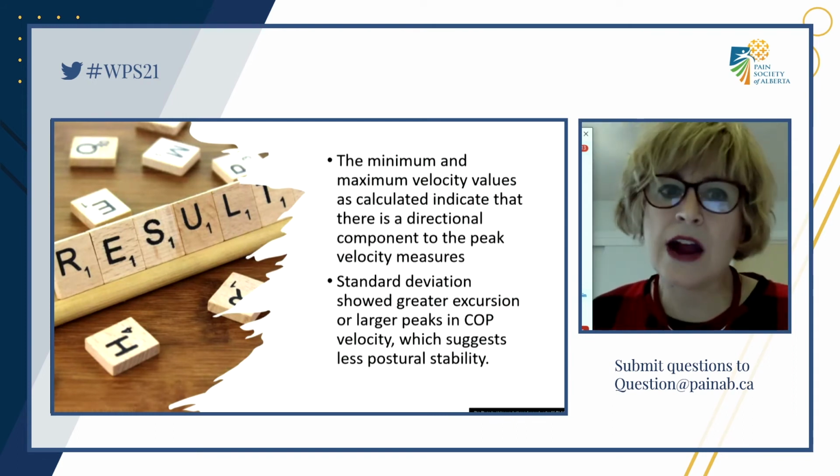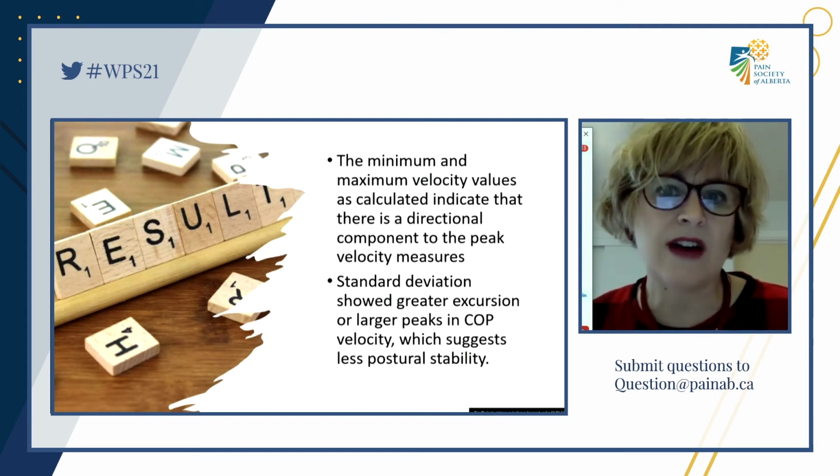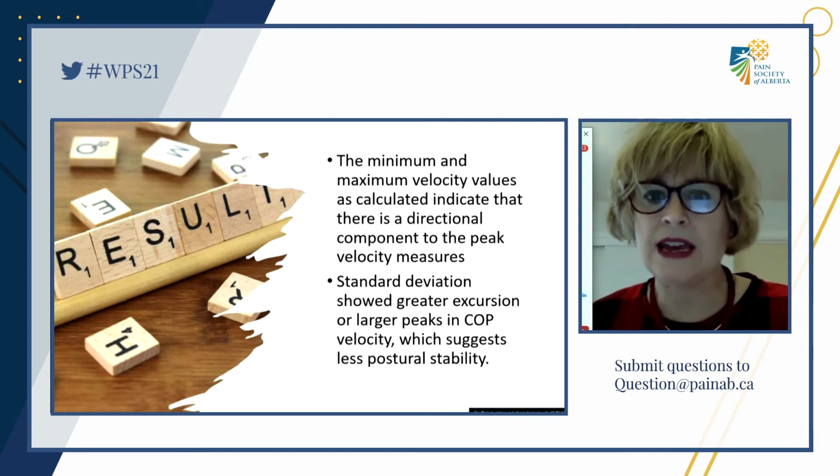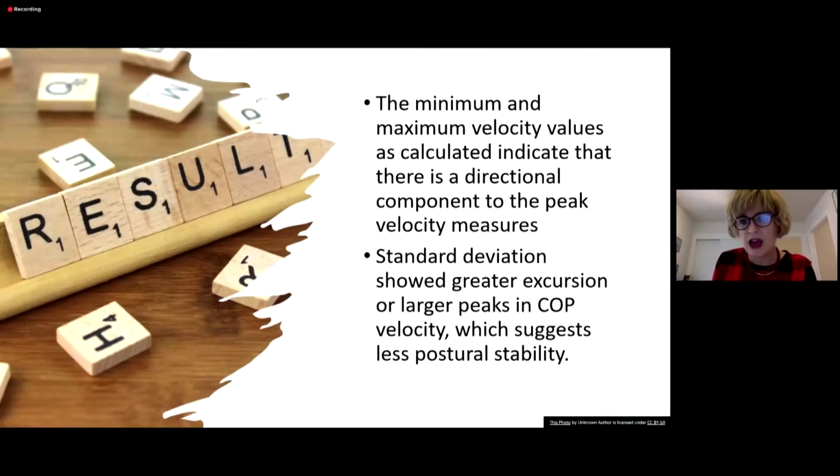If we look at the balance assessment, we found that the minimum and maximum velocity values as calculated indicate that there is a directional component to the peak velocity measures. And the standard deviation showed greater excursion or larger peaks in center of pressure velocity, which suggests that these patients have less postural stability and that we were able to impact this.